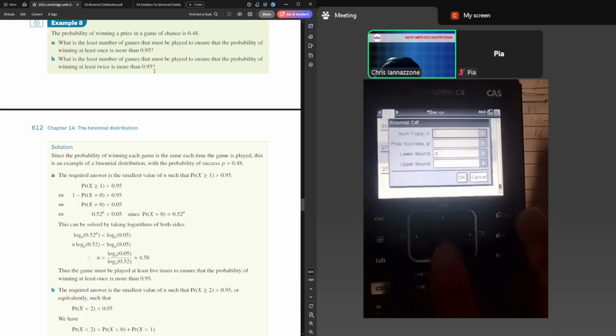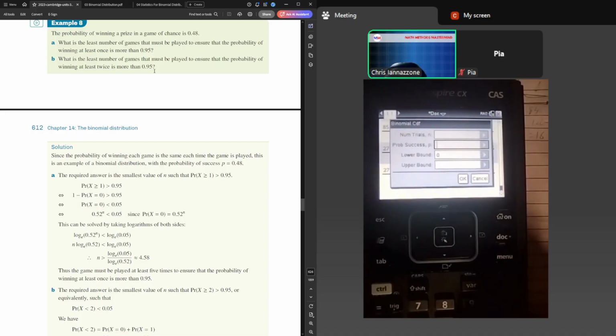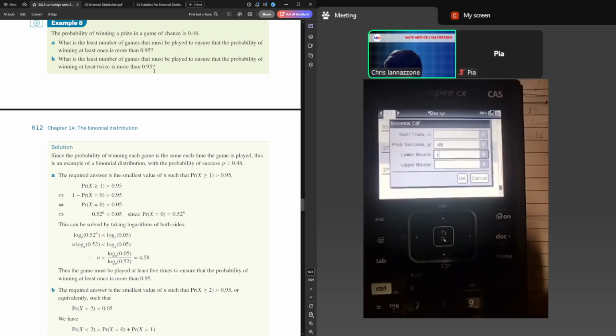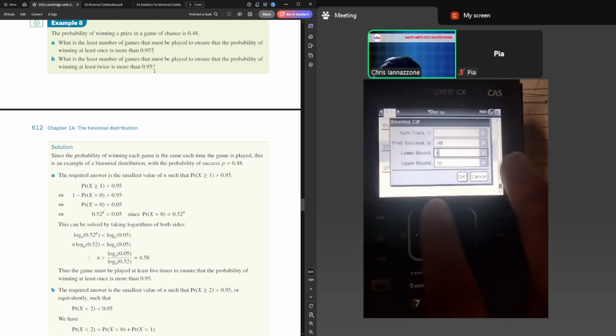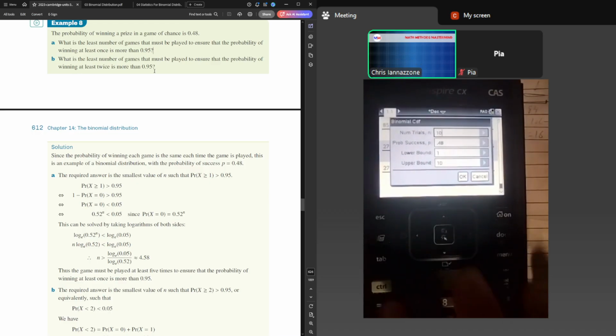So the n is the unknown bit. The probability of success is 0.48. Lower bound is always going to be 1 because you're trying to win at least once. And your upper bound is going to be whatever you choose your n value to be. Basically, we're going to keep testing values of n until we get the number immediately before getting a target probability of 0.95. So let's say I chose n equals 10.